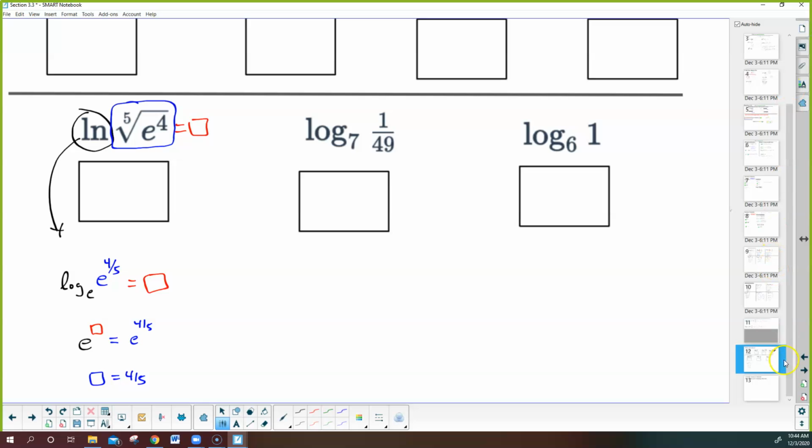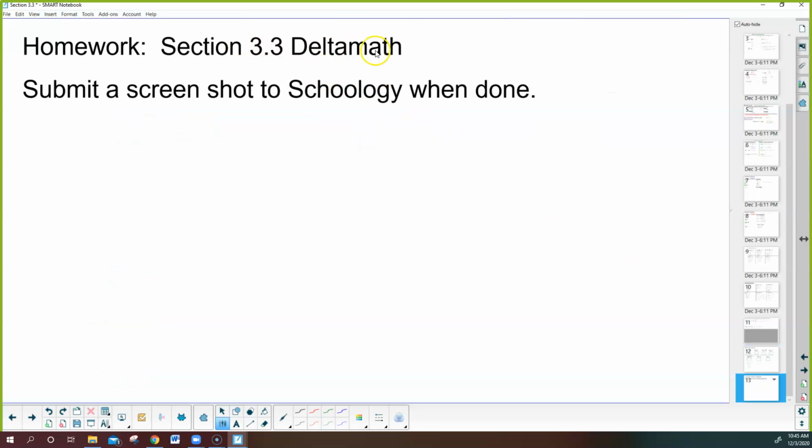I hope we did a lot of examples, and maybe some of them were too many. Maybe you got the hang of it and you're good, but that's never a bad thing. So tonight's homework is all about changing from log form to exponential or exponential to log, and then trying to evaluate without using a calculator. Okay. Your homework tonight is 3.3 Deltamath.